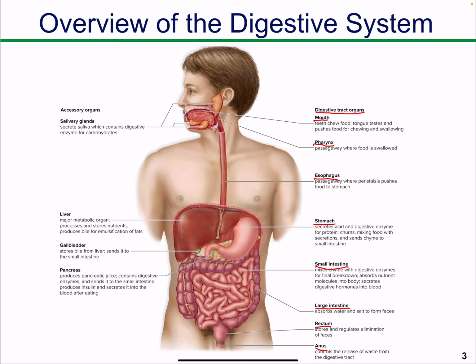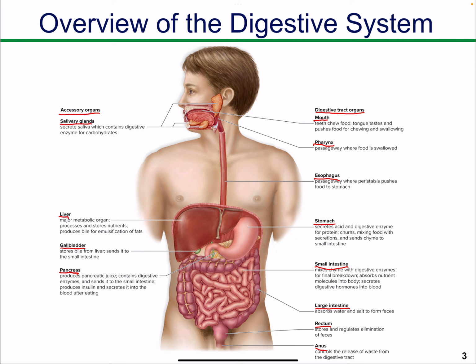Now, in addition to the digestive tract organs, we have the accessory organs. While these organs are considered accessory, they play a very important role in digestion. We have the salivary glands that you find in the mouth. Then we have the liver. In addition, we have the gallbladder and the pancreas. Now, each organ that we just mentioned plays a very specific role and has a very specific structure.